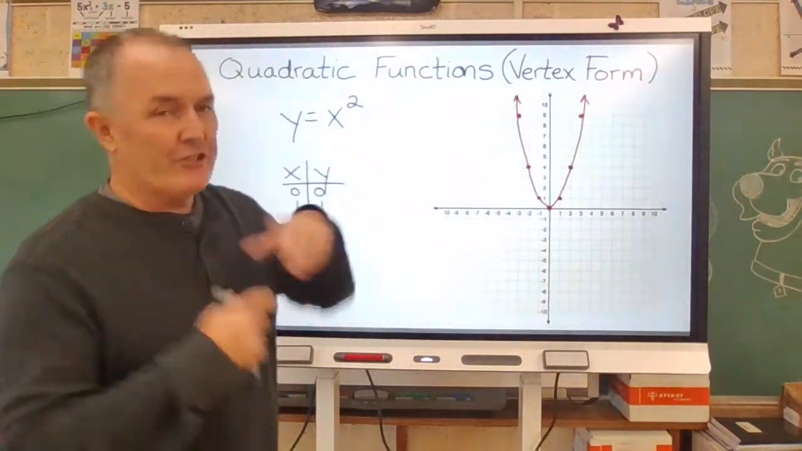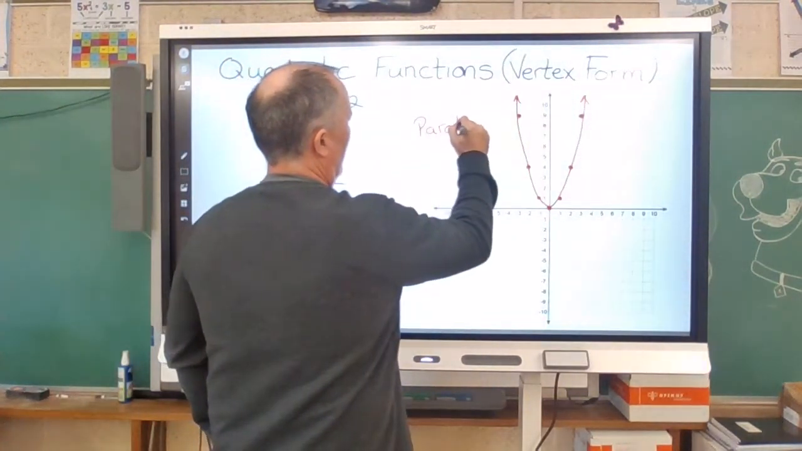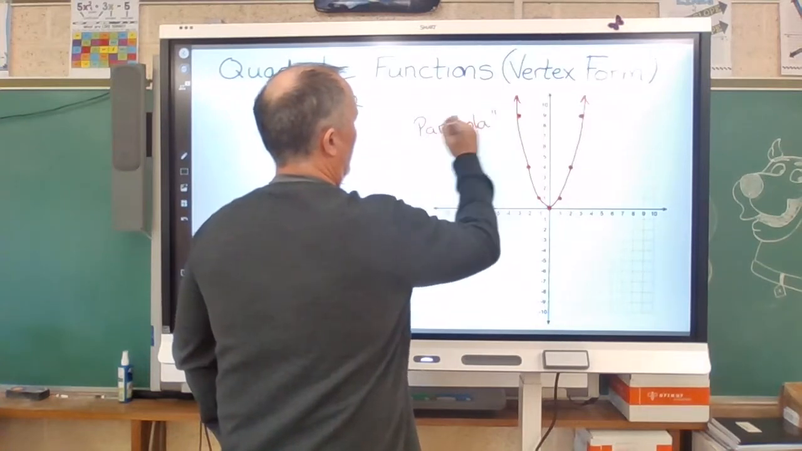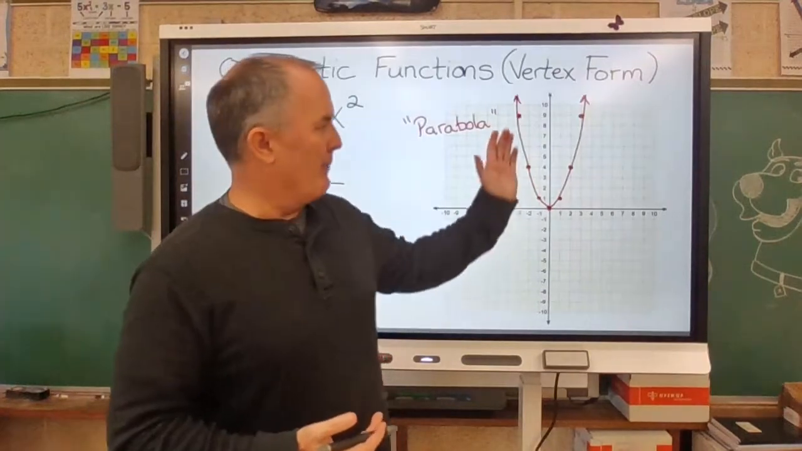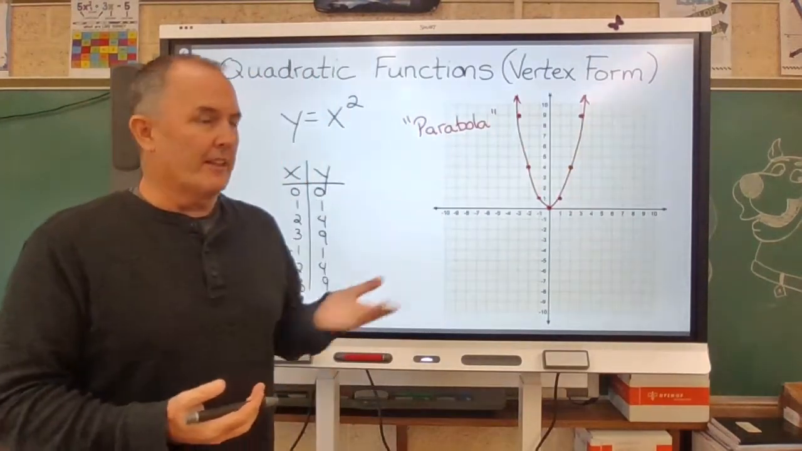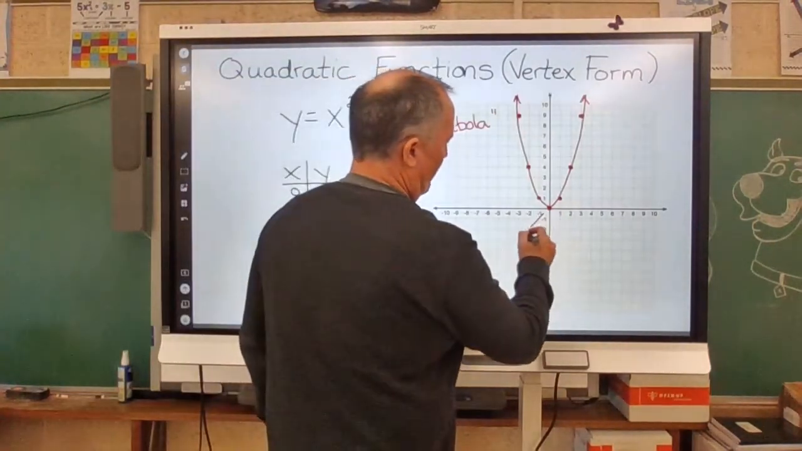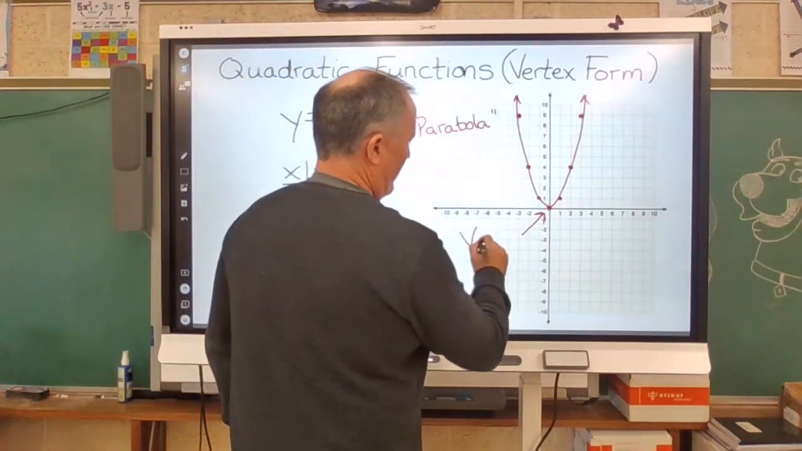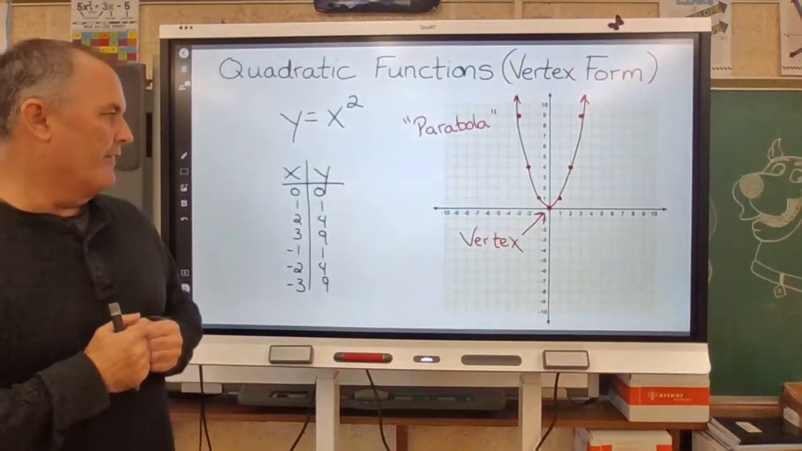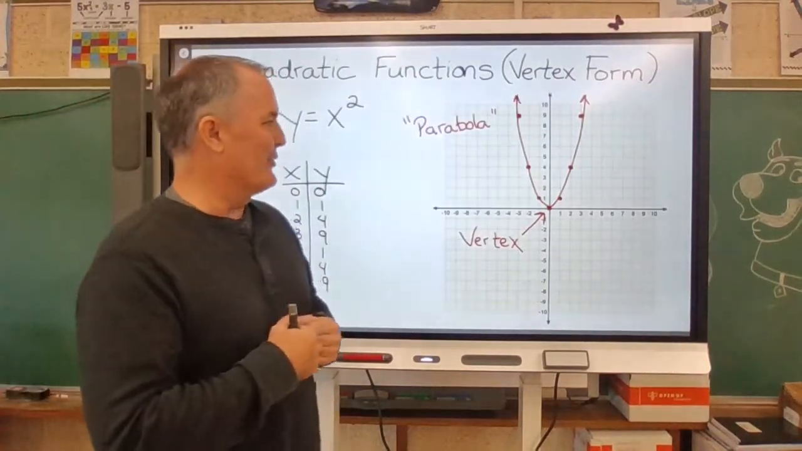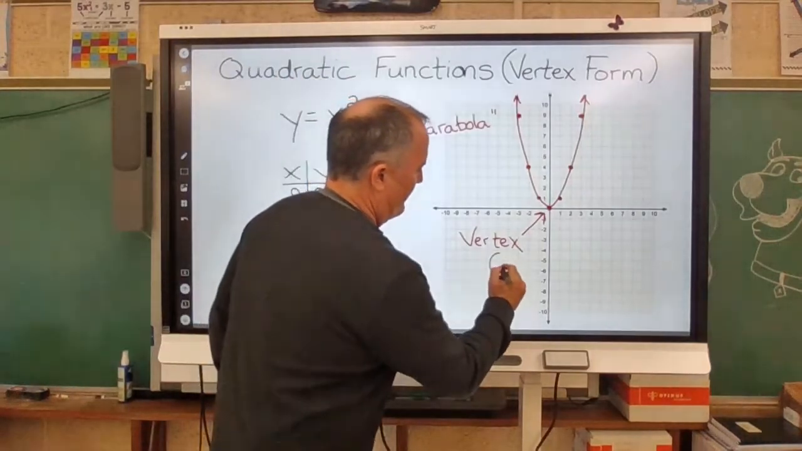So this shape actually has a name. This shape is called a parabola. What's cool about the parabola is it's symmetrical, meaning it's the same on one side as it is on the other. It's like a mirror image. We also have down here at the bottom, this bottom point right here is called my vertex. That's going to be important in the future. The point of the vertex is 0, 0. It's the origin for right now.